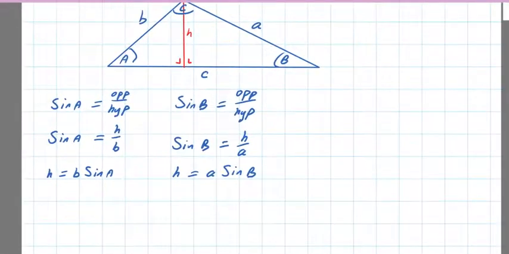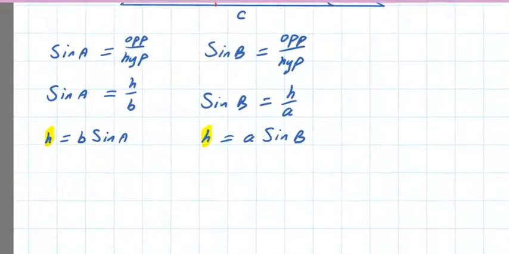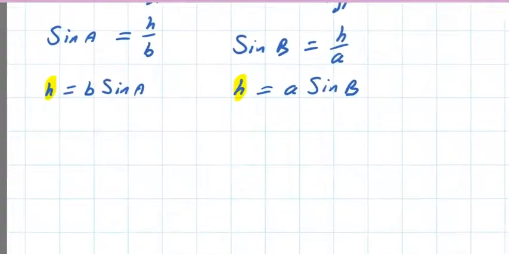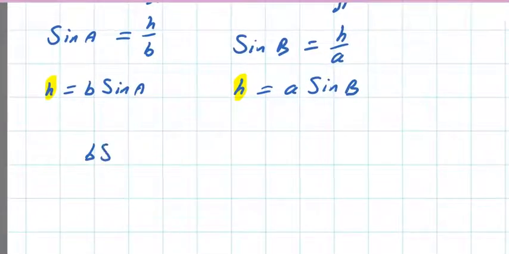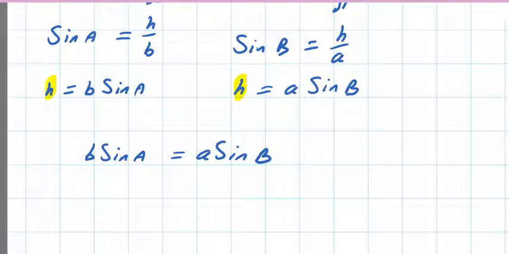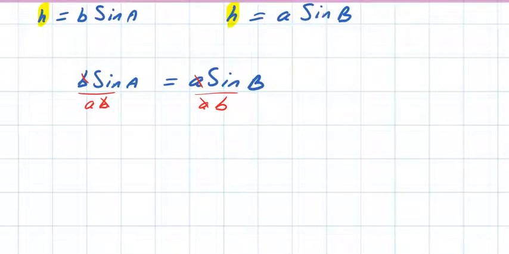Now obviously both h's are the same. It's the same height in both cases, in both triangles, so those two are equal. So you put b sine A equal to a sine B, and then you divide both sides by ab. If you divide both sides by ab, it gets even neater, and the b's cancel here, and the a's cancel here, and you get sine A over a equals sine B over b.